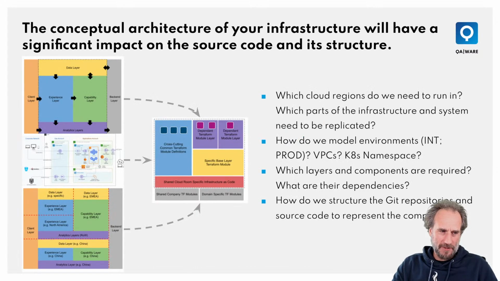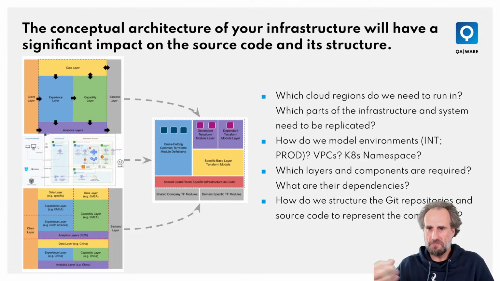Now, before we dive into the code, two more things. First up, think about the conceptual architecture of the infrastructure before you write the first line of code. Because the conceptual architecture will have a significant impact on the structure of your source code and the way you organize it into Git repositories, for example. So those are obvious things like, okay, you need to think ahead: I have this product and this product requires infrastructure.